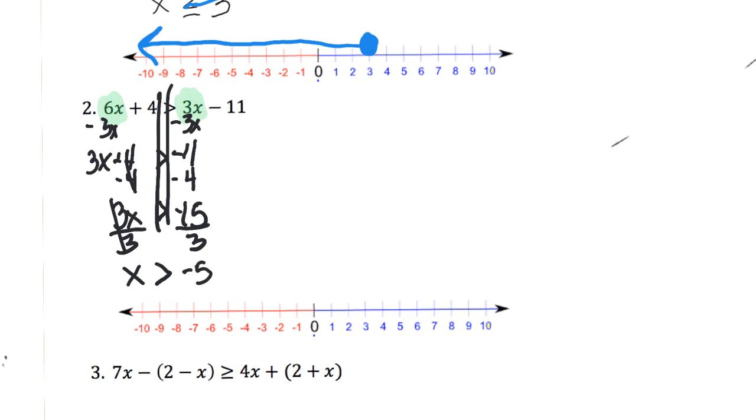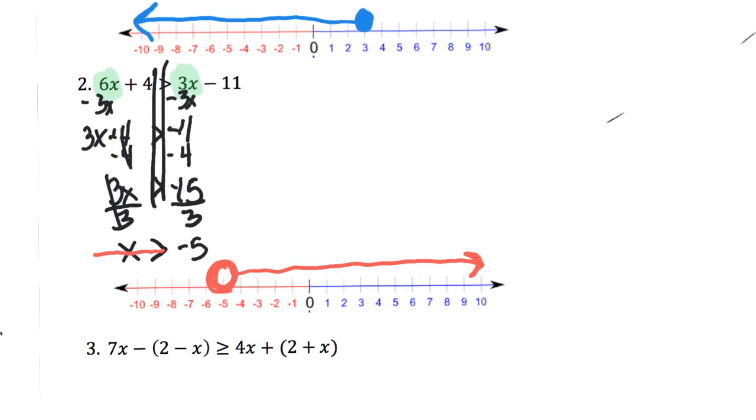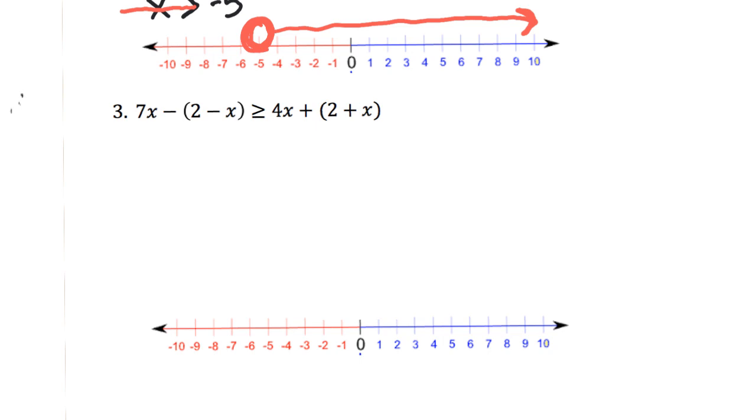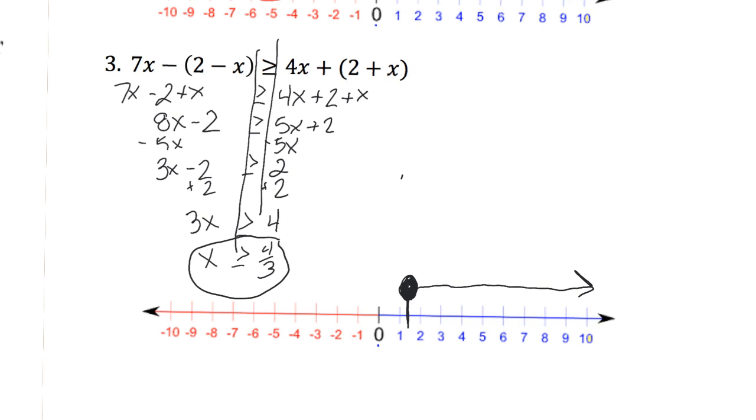So now we have a negative in the answer, but did we multiply or divide by a negative? The answer is no, so our sign stays how it is. So now we just graph this at negative 5. We're going to have an open circle, and because our arrow points to the right, so does our arrow. Okay. So now I want you to work on the next one. So I'm going to move this up for us. So now I'll pause this video and try this next problem for me.